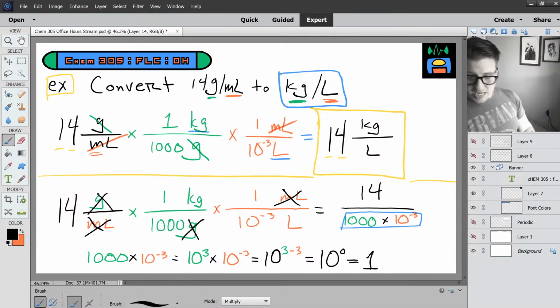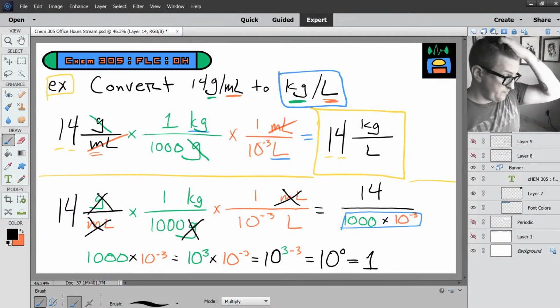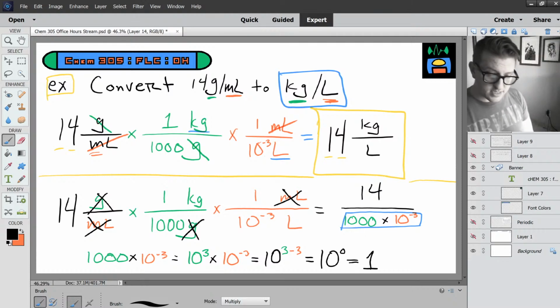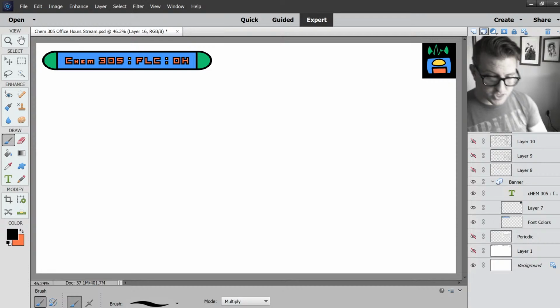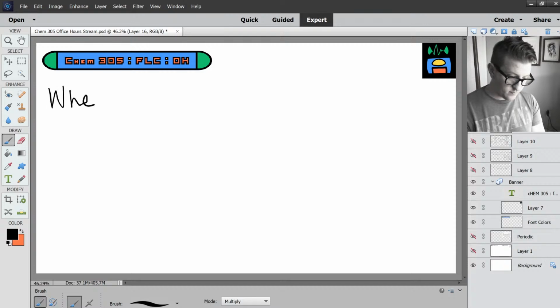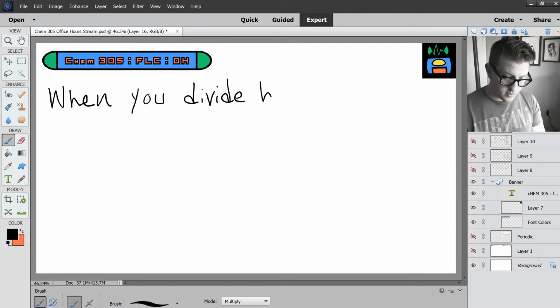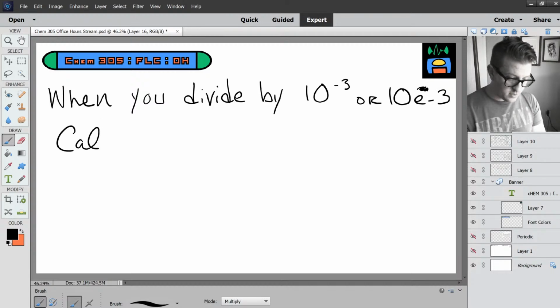Now, my guess, Susan, as to why you're getting something so small might have to do with how you're punching it into the calculator. So when you divide by 10 to the negative 3, or 10e negative 3, in your calculator, you have to enter it like this.